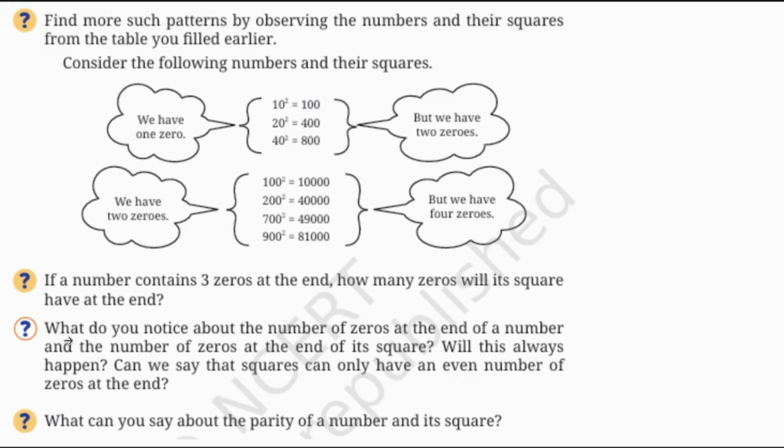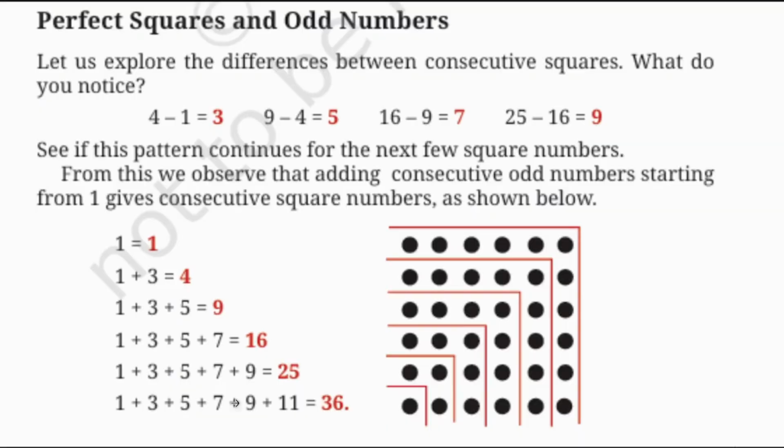Now let's see the next. What do you notice about the number of zeros at the end of a number and number of zeros at the end of its square? You must have observed something here, right? We were discussing, will this always happen? Can we say that a square can only have an even number of zeros at the end? Yeah, we can say.